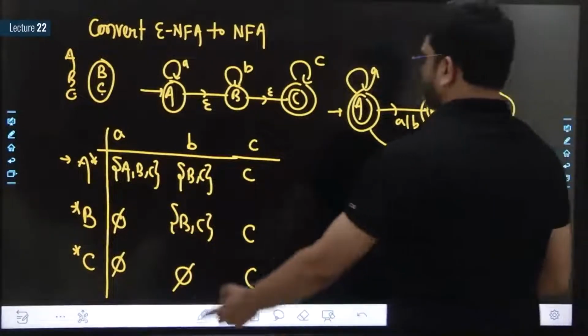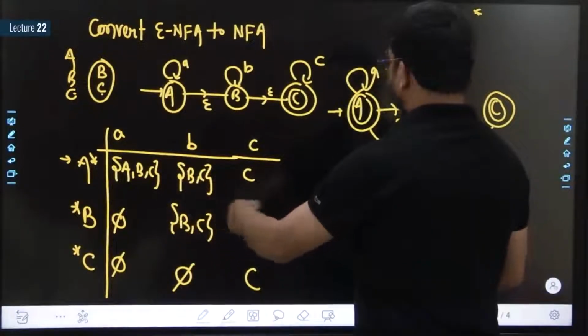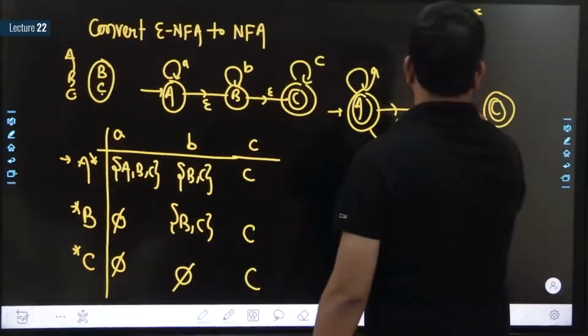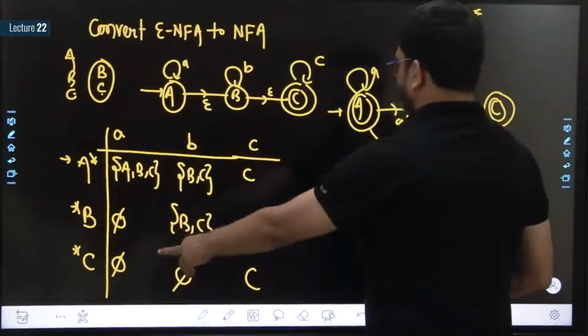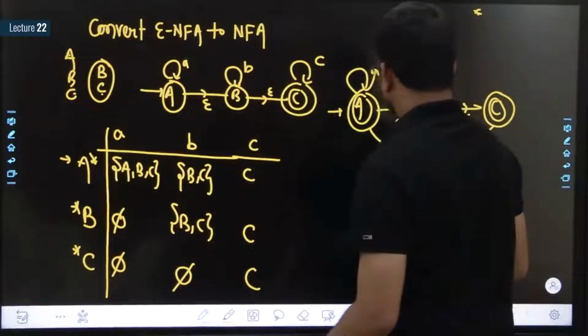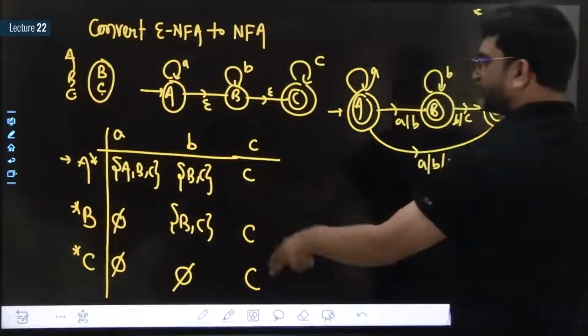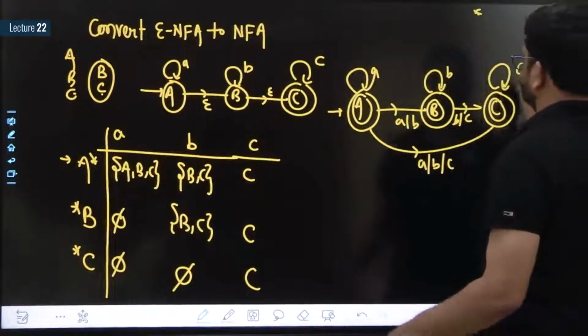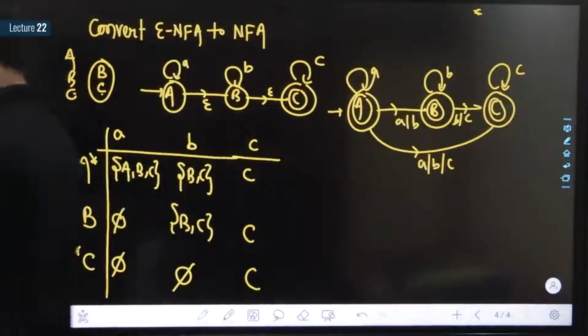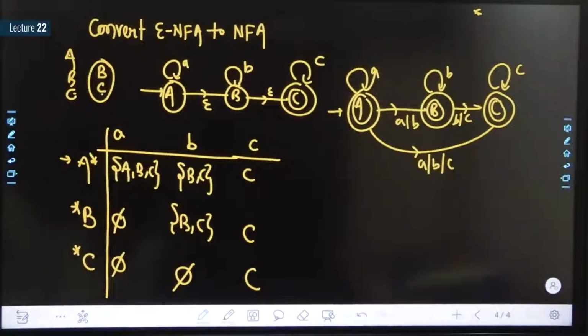Clear? B on A, phi. B on B, B, C. B on C, C. C on A, phi. C on B, phi. C on C, C. This is the NFA. Please check this. Clear? Do next question.